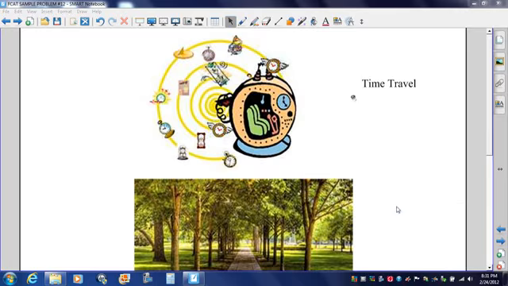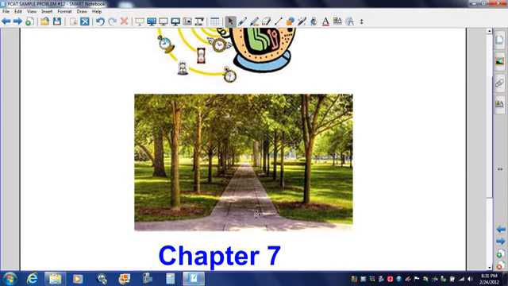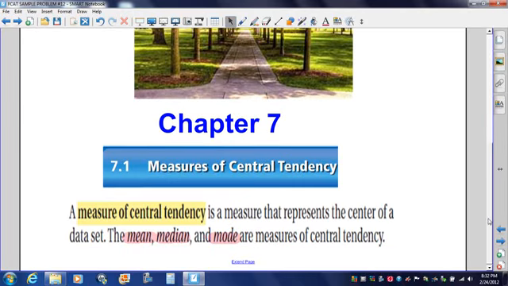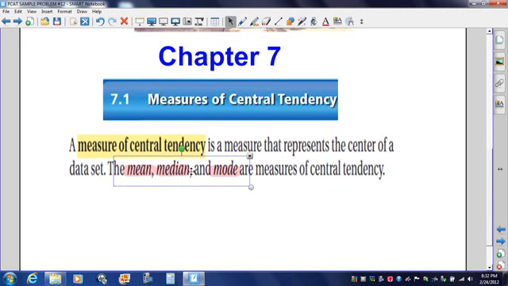Usually we hop into our time machine, but we don't have to today because we're just going to take a leisurely stroll through the park, since we are in chapter 7 right now, and we just finished lesson 7.1, measures of central tendency. Nice vocab. Remember, measures of central tendency refers to mean, median, and mode.